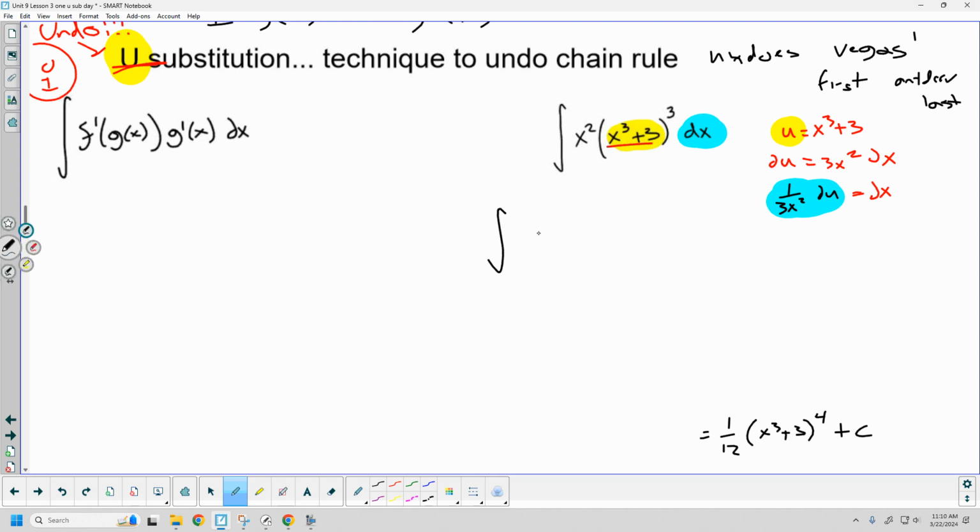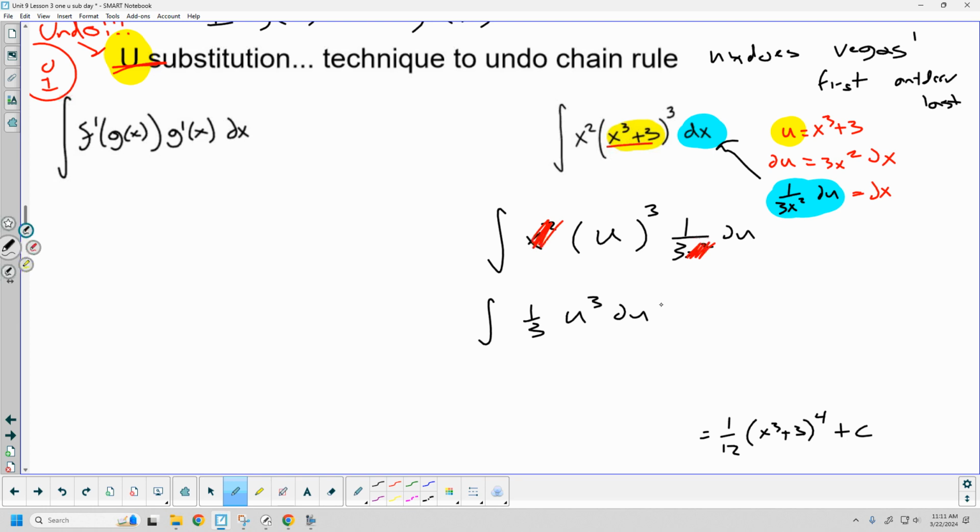x squared is still x squared. We still have parentheses cubed, but inside, that's x cubed plus 3, it's u. I'm undoing it. I'm replacing the derivative of x with the derivative of x cubed plus 3. The x squared will cancel. We have just undone the derivative of x cubed plus 3. We did it first. We realize that what we have left is just 1/3 u cubed, I'm just rewriting this multiplication step. The derivative is already undone.